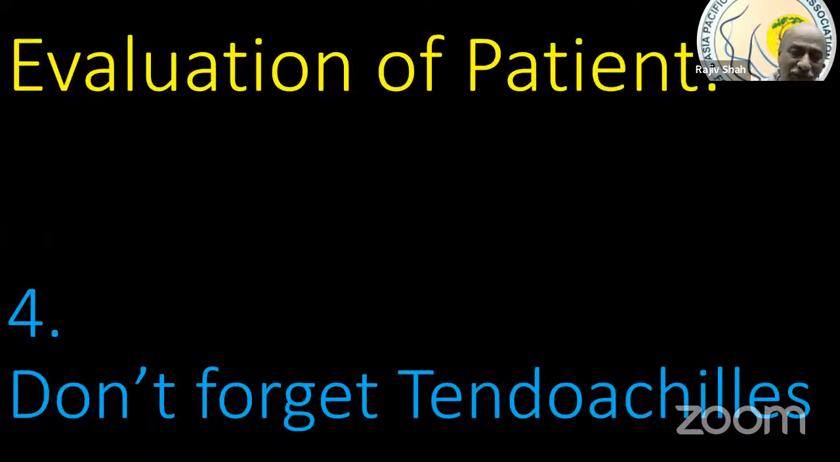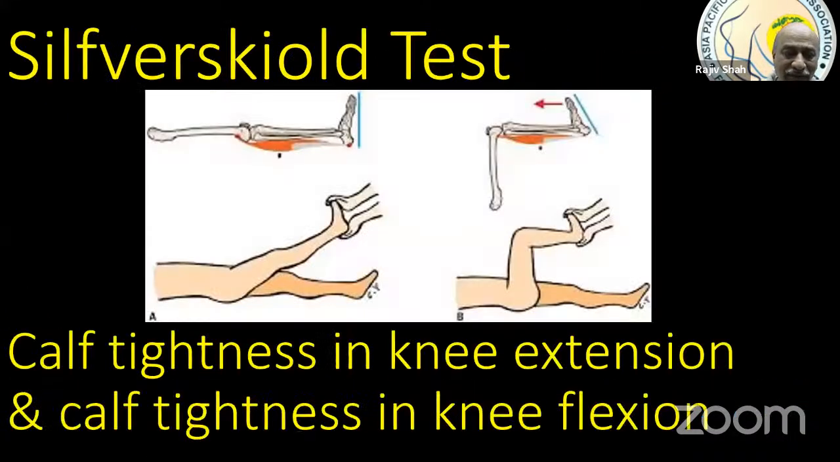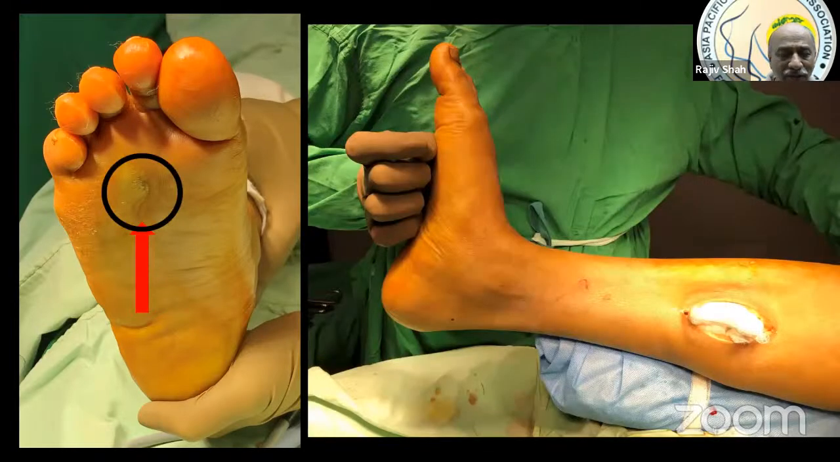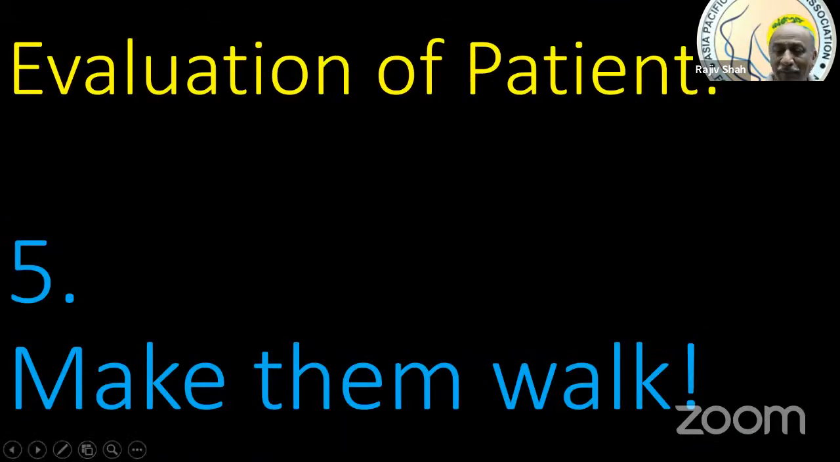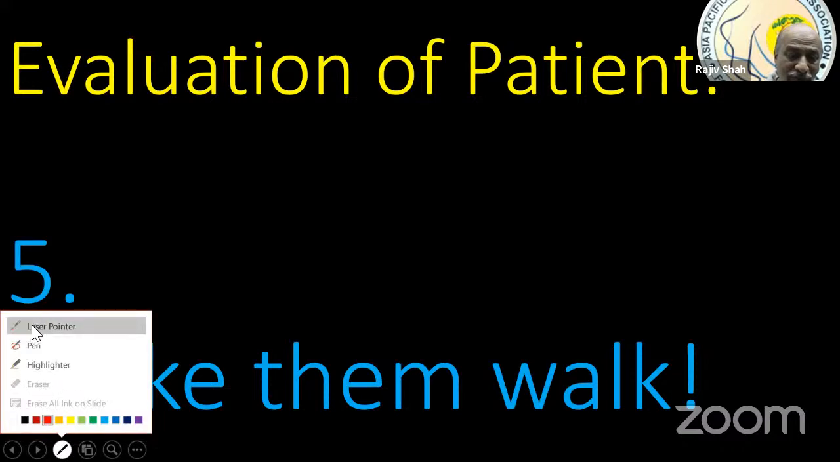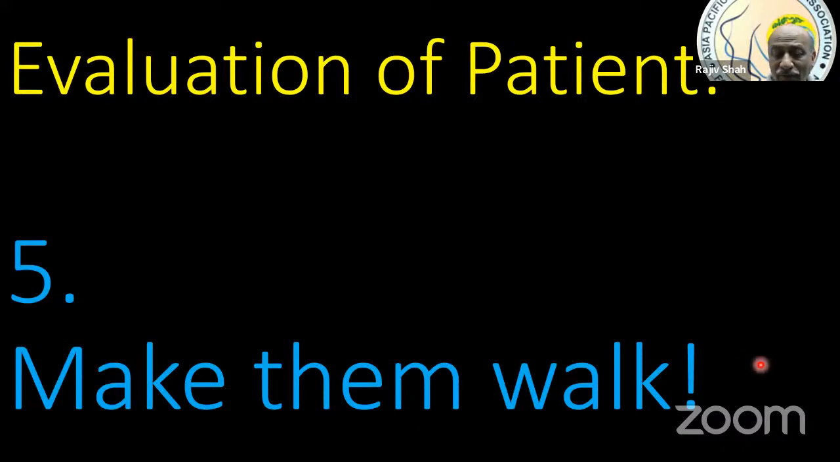And do not forget tendo Achilles. You must evaluate tendo Achilles tightness, and such kind of small callosity, corn, you just need to do tendo Achilles release and it would heal. Make them walk. That's equally important. If you make them walk, then only you know where the pressure is coming, where they are putting more pressure, what must be wrong.